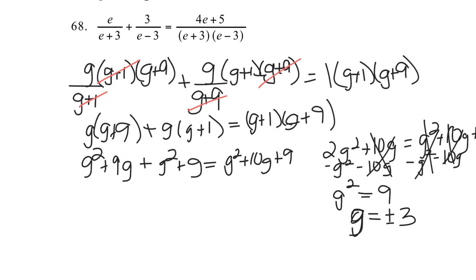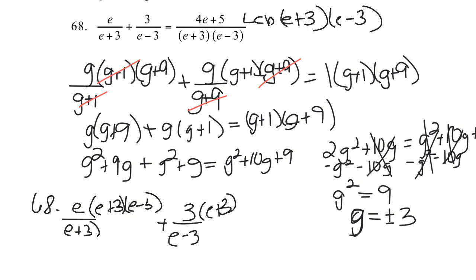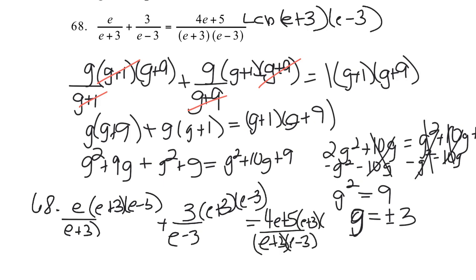And then lastly, on this page number 68, we're going to do the same thing. We're going to multiply by e plus 3, e minus 3. That's our LCD. Again, the goal is to eliminate the fraction, not get common denominators here. So 68, e over e plus 3 times e plus 3, e minus 3, plus 3 over e minus 3 times e plus 3, e minus 3, equals 4e plus 5 over e plus 3, e minus 3, times e plus 3, e minus 3.